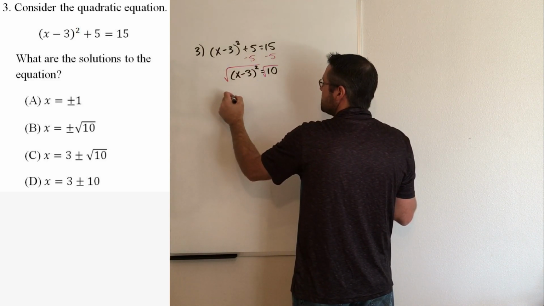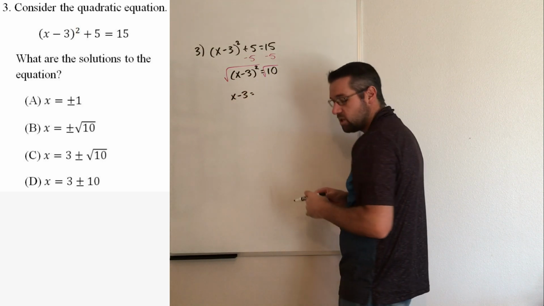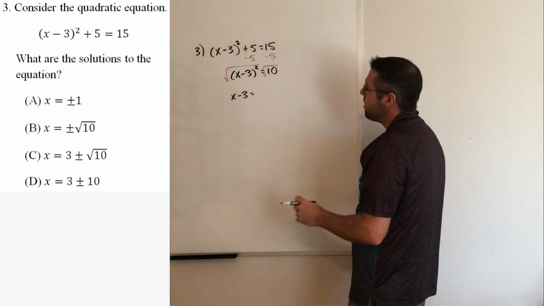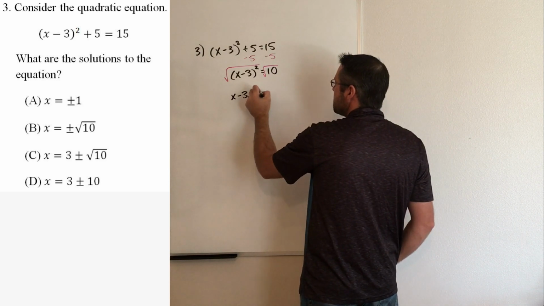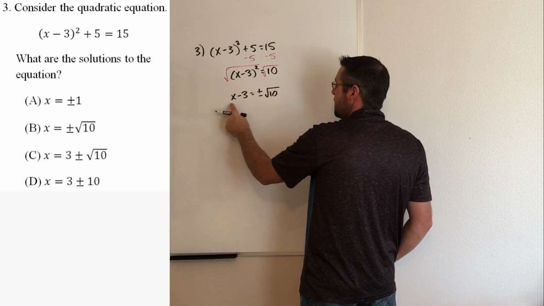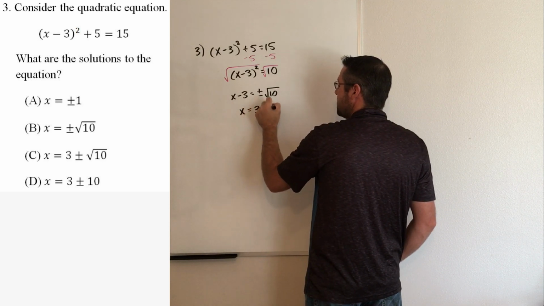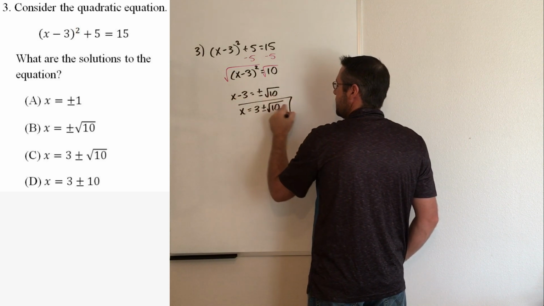So what's left over on this side is x minus 3. And on this side, the square root of 10, we're going to leave it in radical form. But remember, anytime you take the square root, it's going to be plus or minus your answer. So we're going to say plus or minus radical 10. And then we're going to add 3 to both sides. So we end up with x equals 3 plus or minus radical 10.